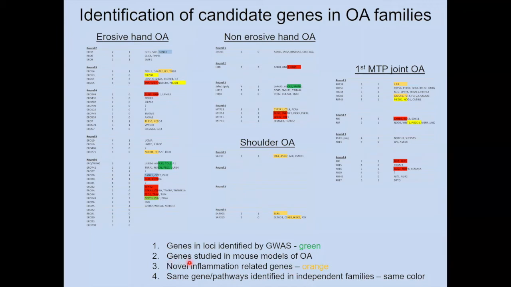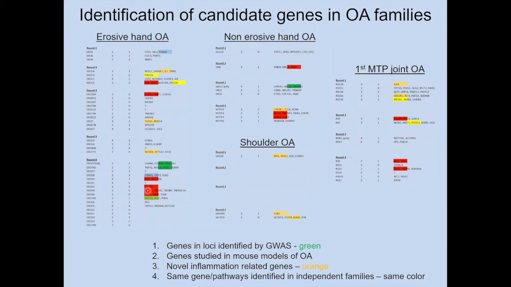One thing that we're really interested in is that we found multiple families with novel inflammation-related genes, highlighted in orange here. And then finally, we're finding the same gene, or genes in a pathway, identified in independent families. These are genes in the same color. For example, we found mutations in the piezo gene in 4 independent families, both in erosive hand OA and first MTP joint OA as well. I think this is really interesting because we're finding the same gene in the same pathways across different forms of OA in different joints.